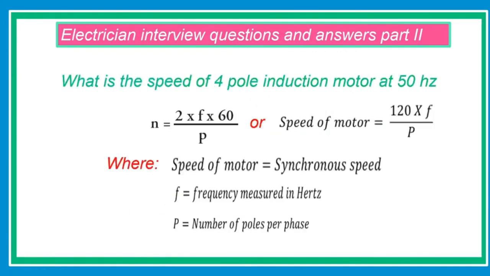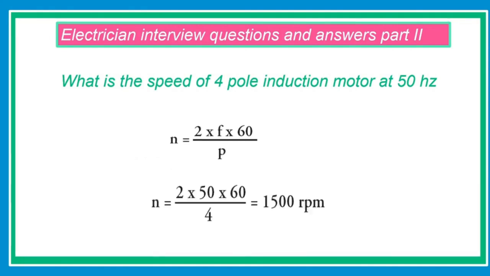What is the speed of a 4-pole induction motor at 50 Hz? The formula is N equals 2 times F times 60 over P, or 120 times F over P, where N, the speed of the motor, is the synchronous speed. F equals frequency measured in Hertz. P is the number of poles per phase. The answer is N equals 2 times 50 times 60 over 4, equals 1,500 RPM or revolutions per minute.